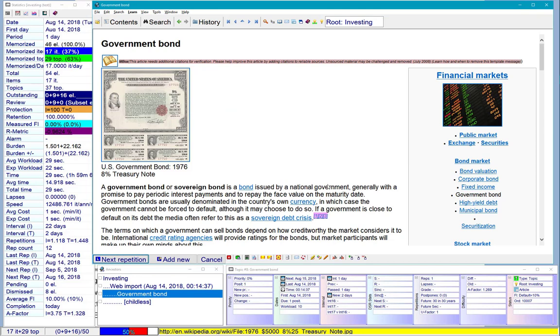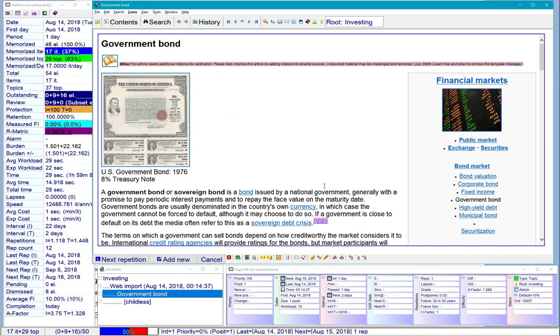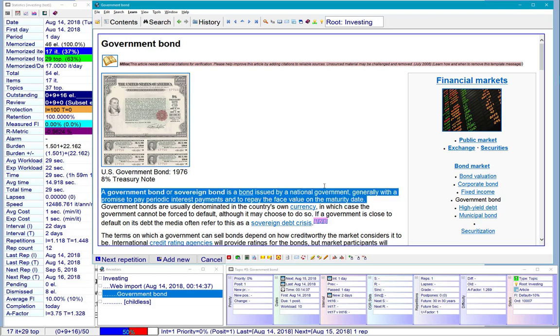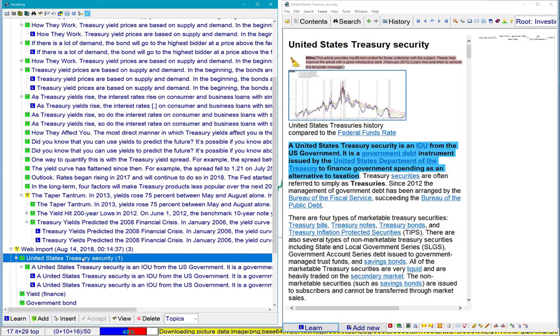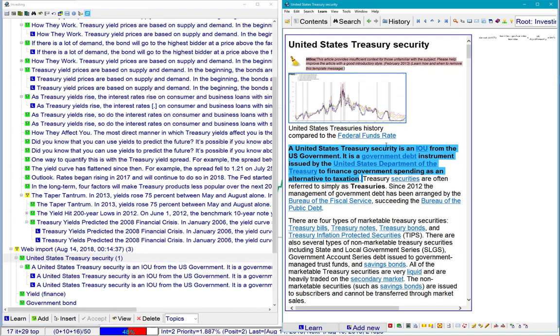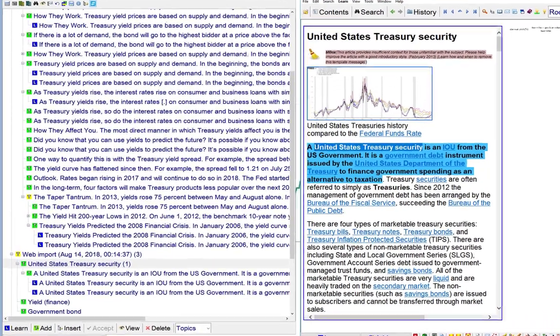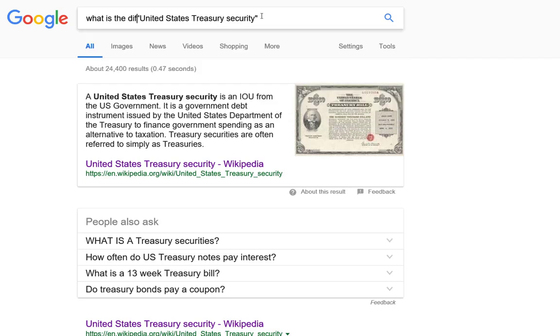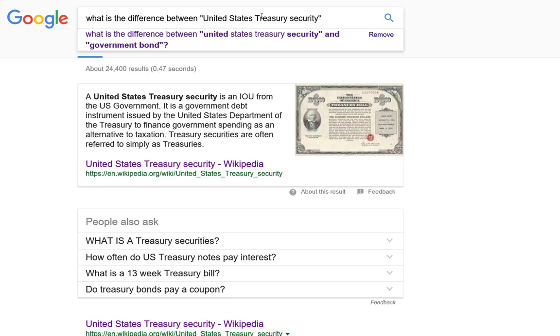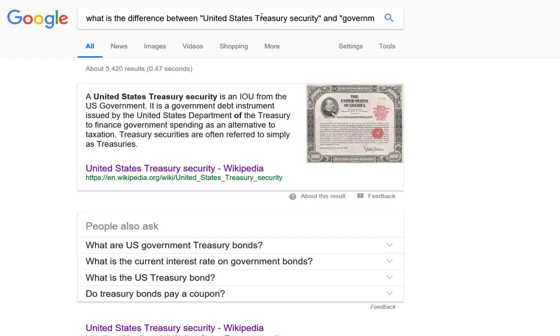Government bond. A government bond is a sovereign bond issued by the national government, generally with a promise to pay periodic interest payments and to repay the face value on the maturity date. Before I learn that, I'd like to know one thing. This is a United States Treasury security. I would like to Google for that and perhaps ask the question, what is the difference between a Treasury security and a government bond? What's the difference?